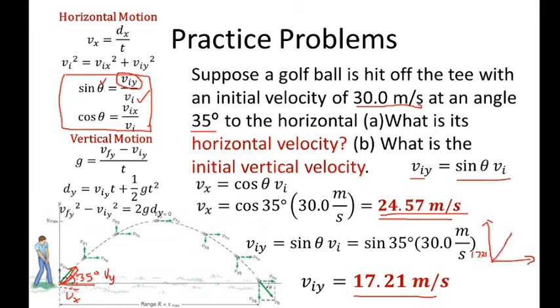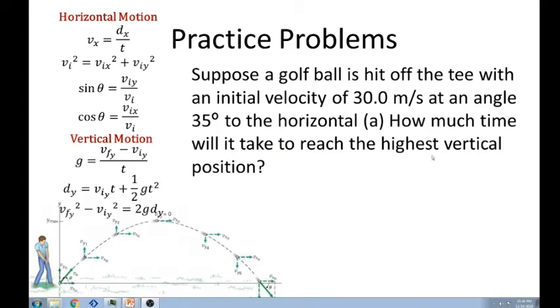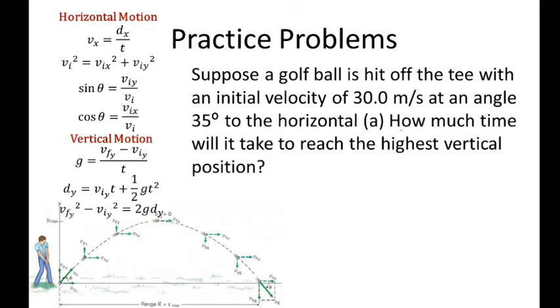And the resultant for this vector is this vector right here, which is just equal to the initial velocity of 30 meters per second. Okay, next, we are asked how much time it took for the golf ball to reach the highest vertical position. As the ball moves upward, it reaches a highest vertical position. We are now asked how much time it needs to reach that highest position.